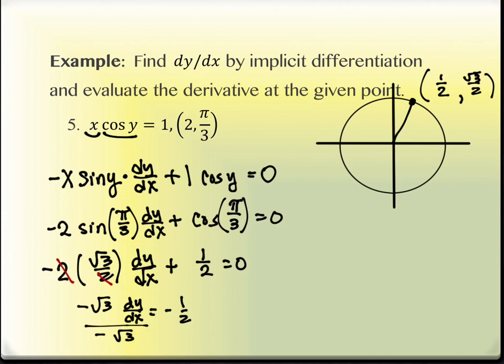Divide by negative square root of 3. And instead of actually writing it that way, I'm going to write it the way we talked about on the last problem. I'm going to write it as multiplying by the reciprocal, and it is negative, so the two negatives will cancel. This actually gives me 1 over 2 square root of 3. I will not leave it that way. What will I need to do?